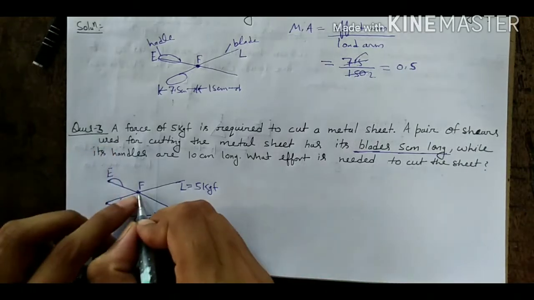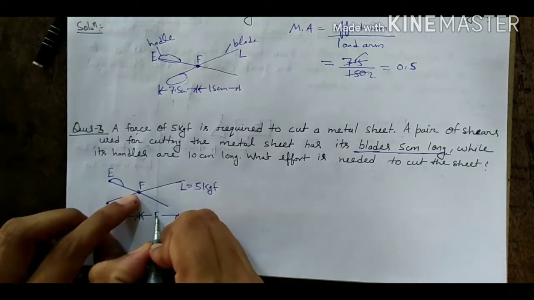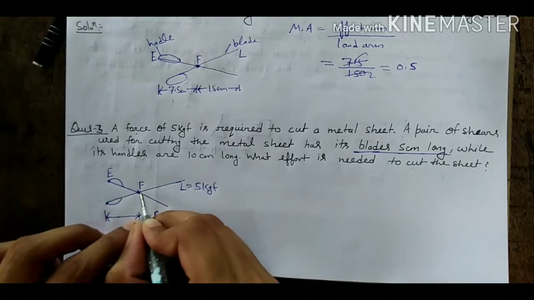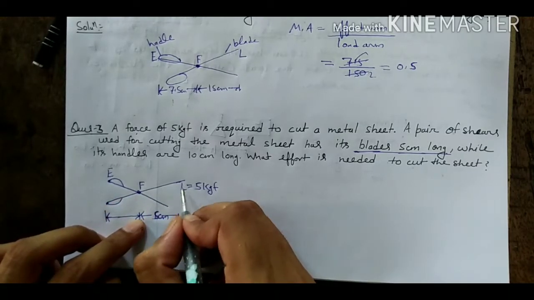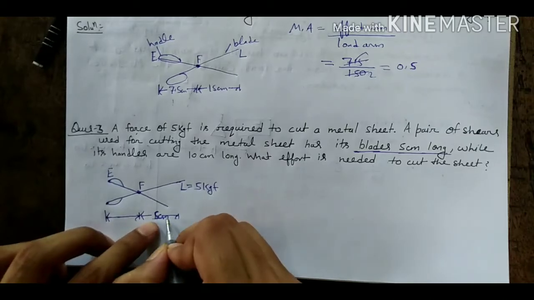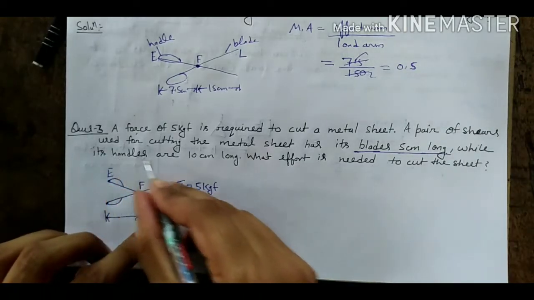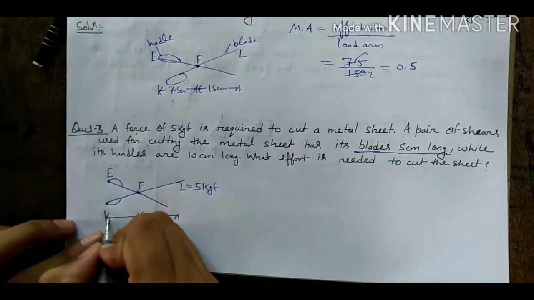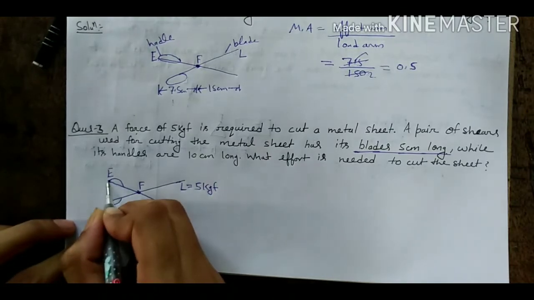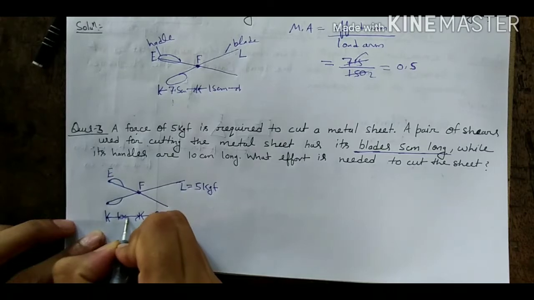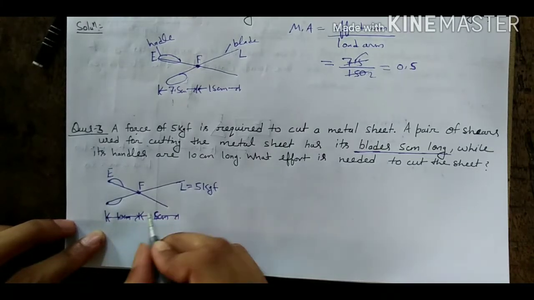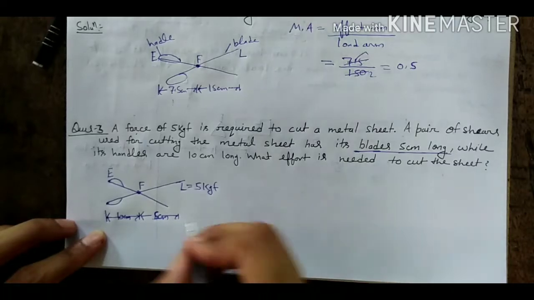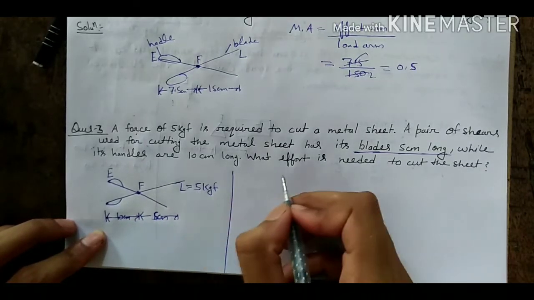It means the length from fulcrum to load is 5 centimeter. It has also given load arm and load is given 5 kgf, load arm is 5 centimeter, and its handle is 10 centimeter long. Suppose its handle is 10 centimeter long, means the distance from effort to fulcrum is 10 centimeter. Then what effort is needed? Effort is asking.